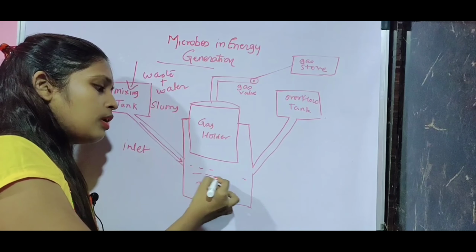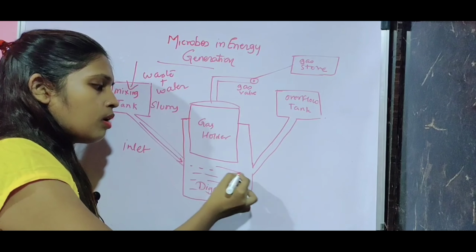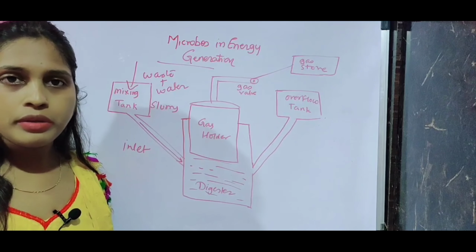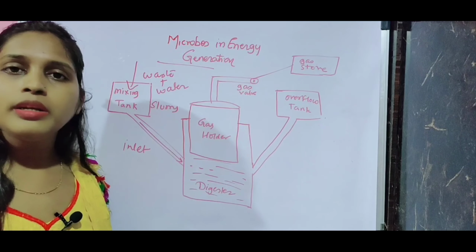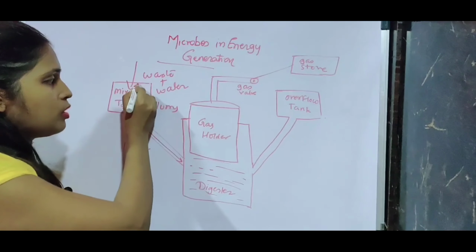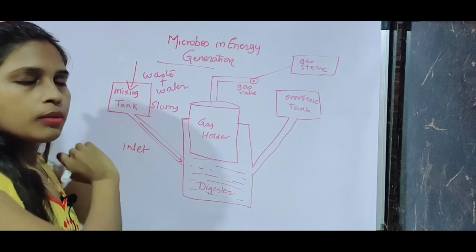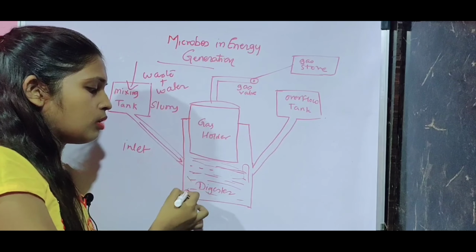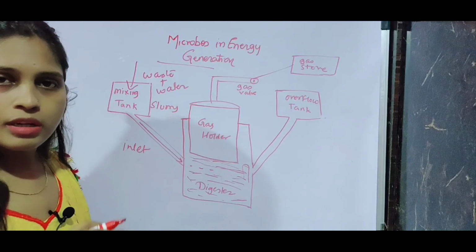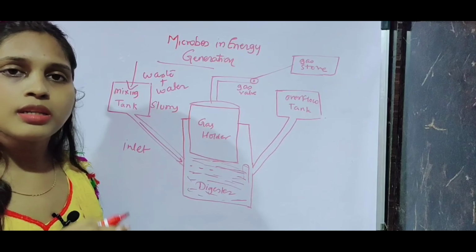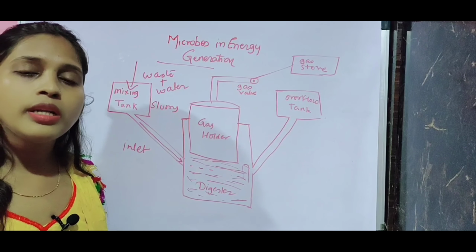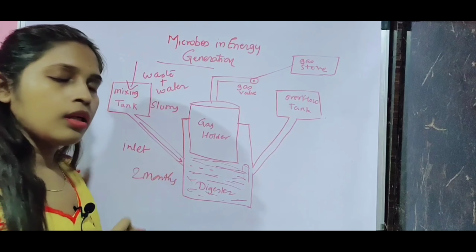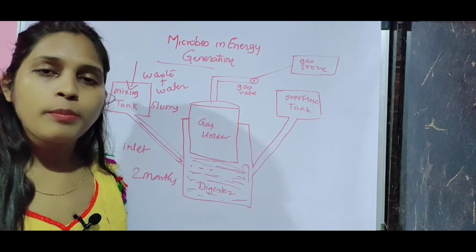So there will be slurry in the digester now. When the slurry is partially filled in the digester, then we stop giving the waste from the mixing tank. So now the slurry is partially filled, the 50% portion has been completed, and the slurry is there in the digester. Now this slurry is kept as it is for a period of 2 months. This 2 months is actually a microbial fermentation period.